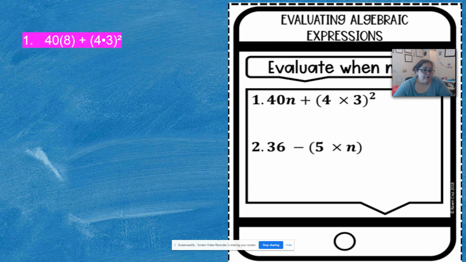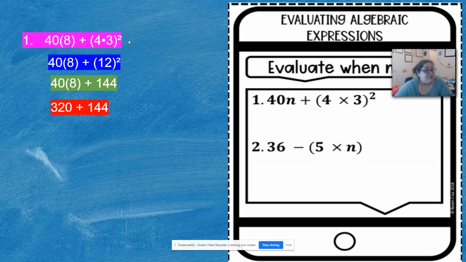We substitute. And order of operations says to do parentheses first. So I do the multiplication symbol right there. We're going to be using dots now. We're not going to be using this little x right here because it's going to get confused with the variable. Order of operations again. This time it means I have to do exponents first. So I do 12 squared, which is going to be 144. I do order of operations again, 40 times 8, 320. And then order of operations again, my next step would be to add.